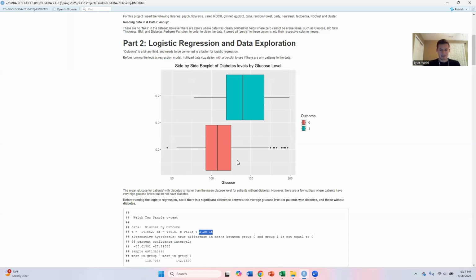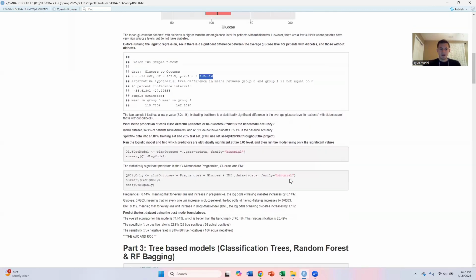So then to dig into this a little bit further, I ran a 2-sample t-test on the difference of means for the people with and without diabetes. This was difference of means in their glucose levels. And it returned a very low p-value, indicating that there is a statistically significant difference between the average glucose of somebody with diabetes and without diabetes.